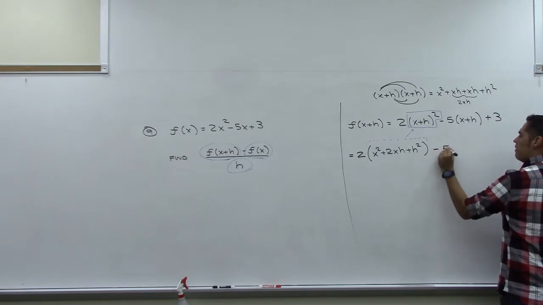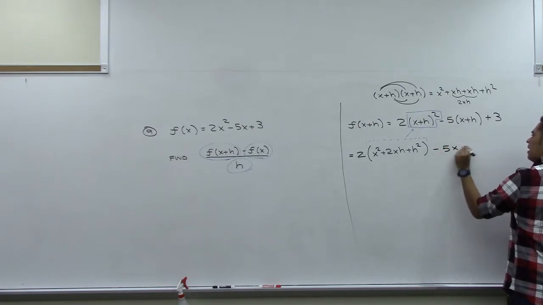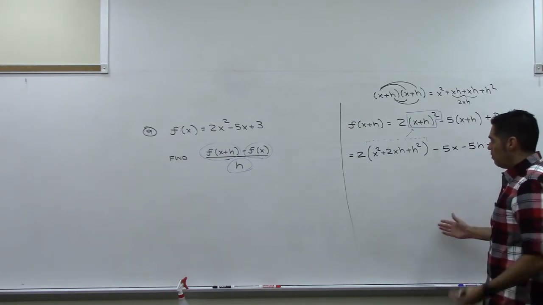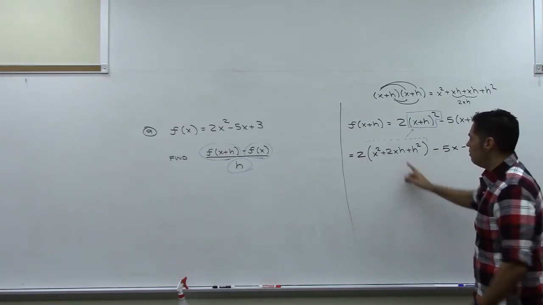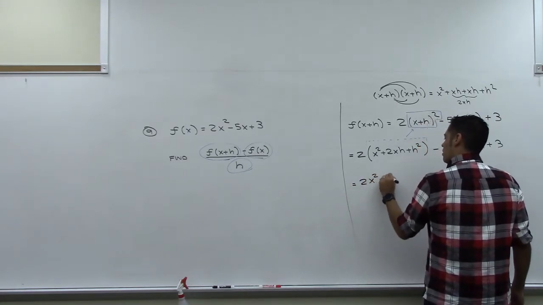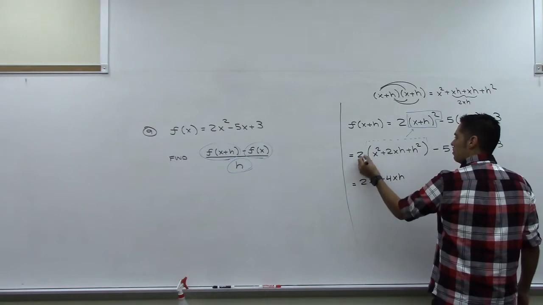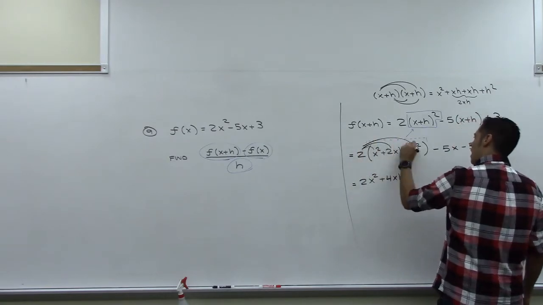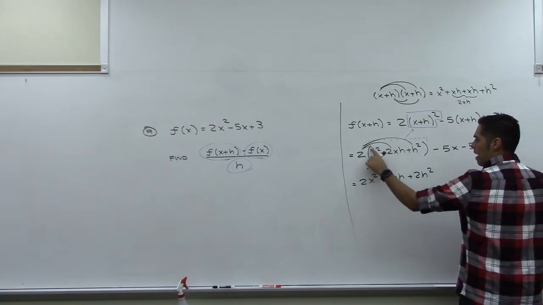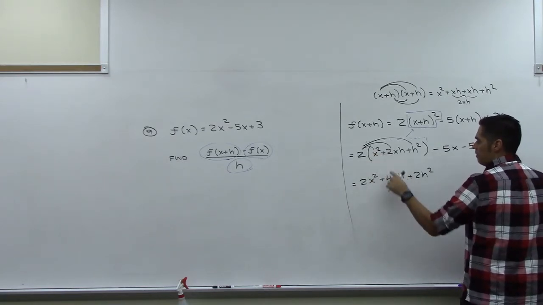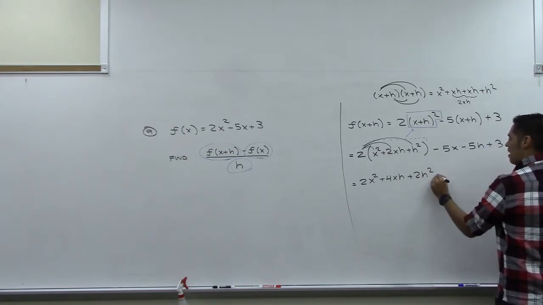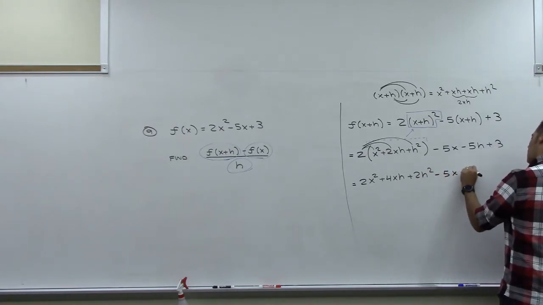So I get minus 5x minus 5h, and then plus 3. Okay, one more step. Let's pass the 2 through. So we should get 2x squared plus 4xh, and then finally here, plus 2h squared. So this had a 1 in front of it, becomes a 2. This had a 2 in front of it, becomes a 4. This had a 1 in front of it, becomes a 2. And then these right here, minus 5x minus 5h.